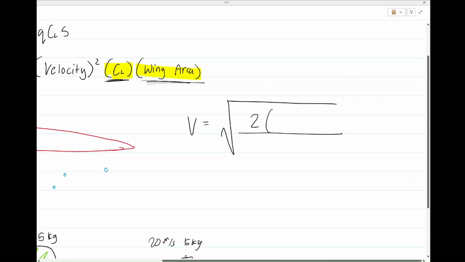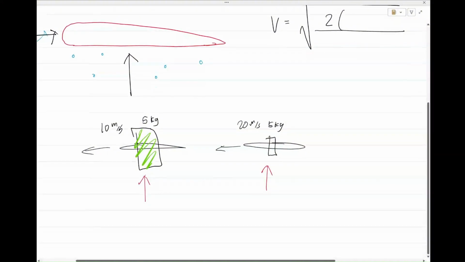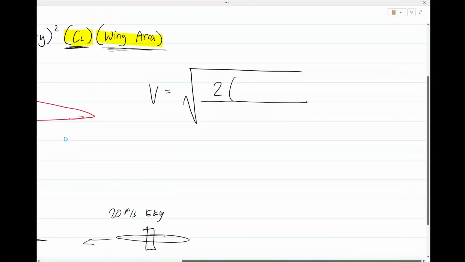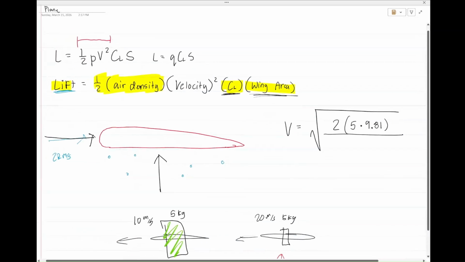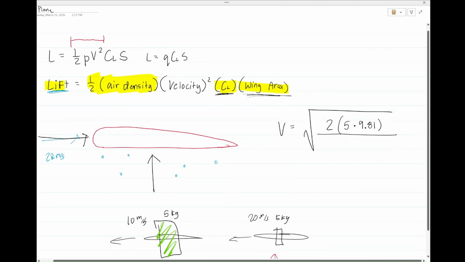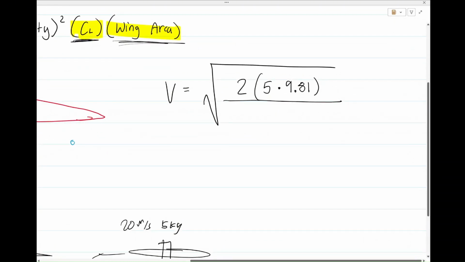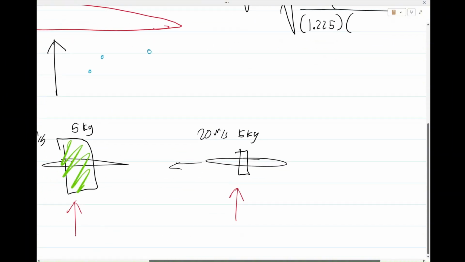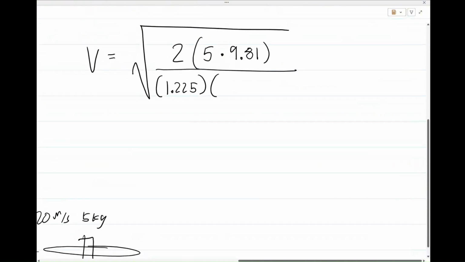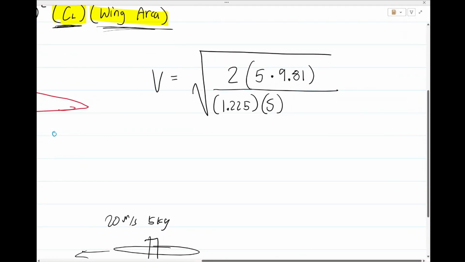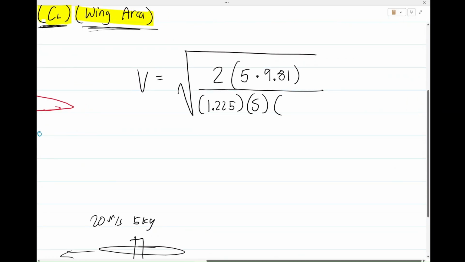Now, lift is in newtons, but your weight is probably a mass. So let's do 2 times, let's say we have 5 kilograms times 9.81 meters per second squared. This makes it a force. And what's going to be in the denominator? Air density, coefficient of lift, and wing area. Let's just assume standard air density for this example. For our wing area, actually, we'll leave wing area as S for now. And coefficient of lift. Your coefficient of lift would be the coefficient of lift that you have at takeoff.